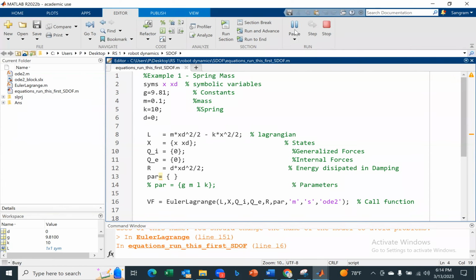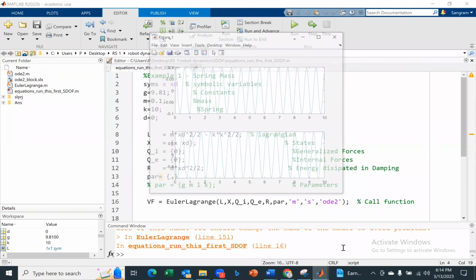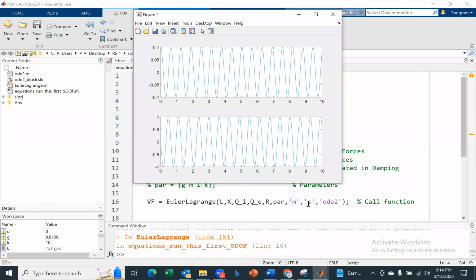I want you to run this code, and after you run this code, first it will ask you to change the directory. Click yes, and then it will run the code for some time, and at the end it should generate a plot. Are you able to see this plot? Yes or no?